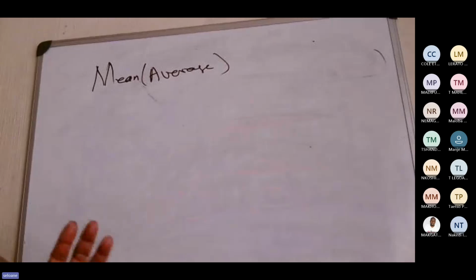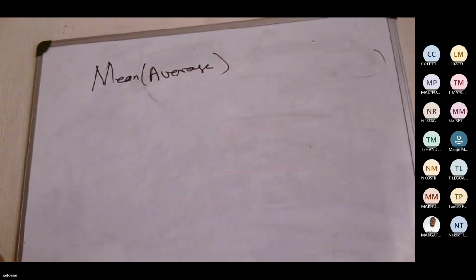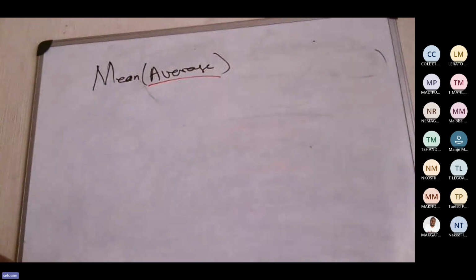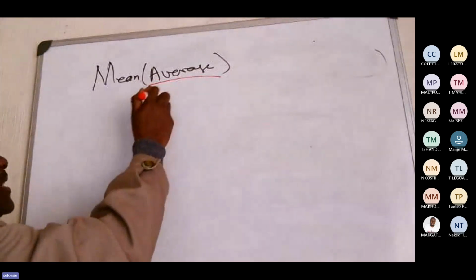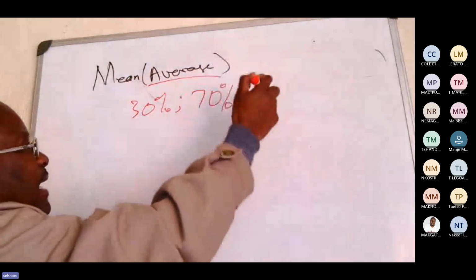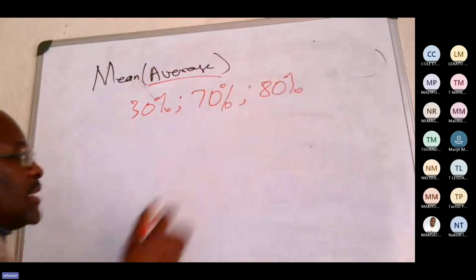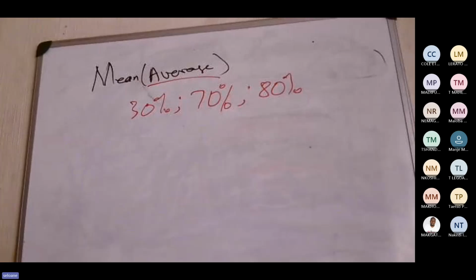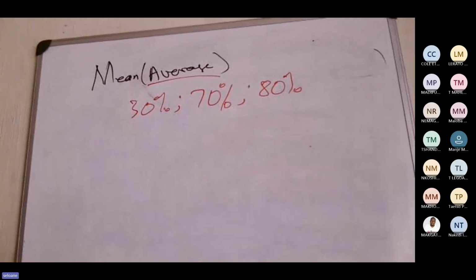As always, start with something that you know and try to build up. What do you understand by the average? Say you have written tests, assignments, or whatever. How many? Say 3. You have written 3 assignments. The first one you got 30, second one maybe you got 70, and another one maybe you got 80. And then they say they're going to take the average of your assignments.